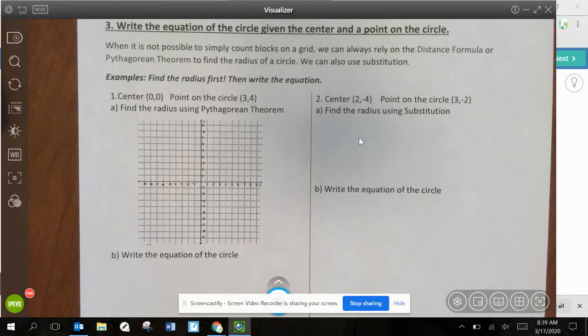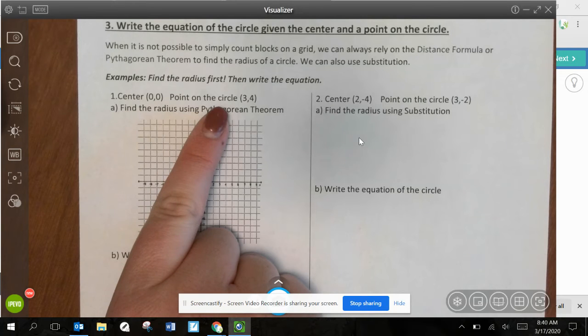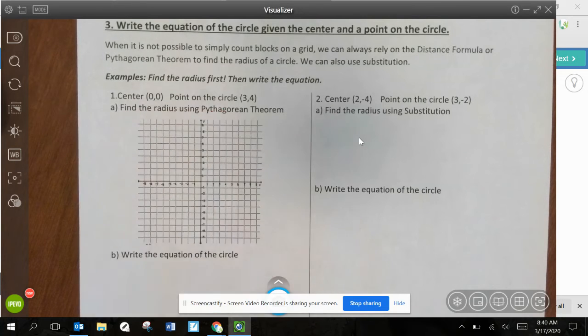What happens if your question asks you to write the equation for a circle, but they don't give you a picture, they don't give you the radius, all they do is give you the center for the circle and one of the points that lives on your circle? How do you write the equation for that?